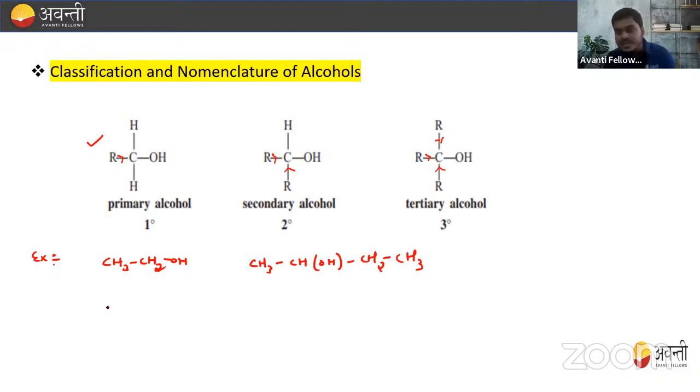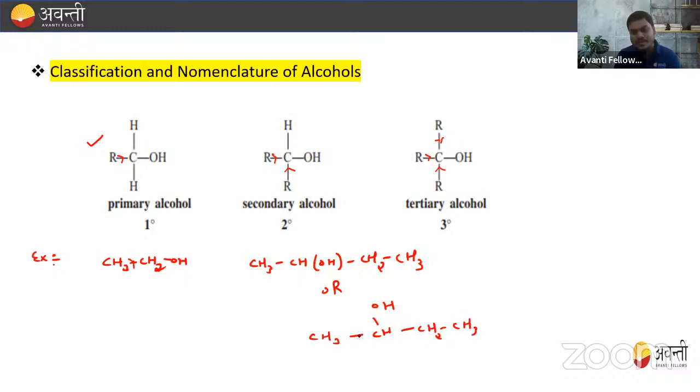Which one is a primary and which one is a secondary alcohol? Can you classify better? Yes. The first one is a primary alcohol because in this only one alkyl group is attached to this carbon. In this one, we can also write the structure as CH3 and this is nothing but CH, this is OH and this is again CH2 and CH3.